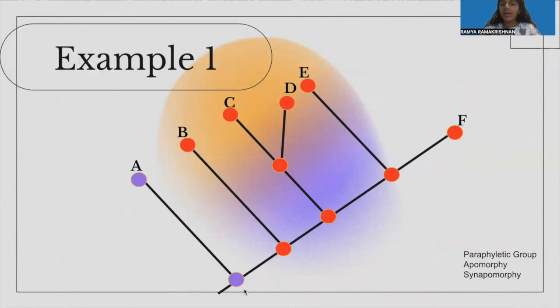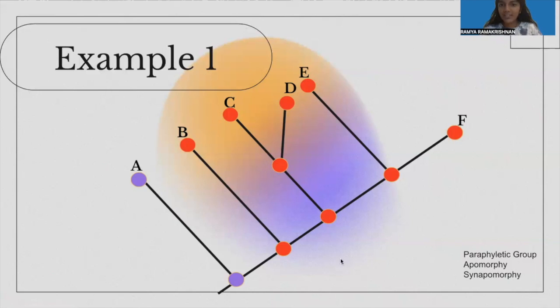Additionally, if I were to say my common ancestor is still this purple node right here, and I was to circle all of this red section, I would call that a paraphyletic group. It is all connected because of this one common ancestor, but I don't include all of the descendants of the common ancestor. I critically exclude species A.